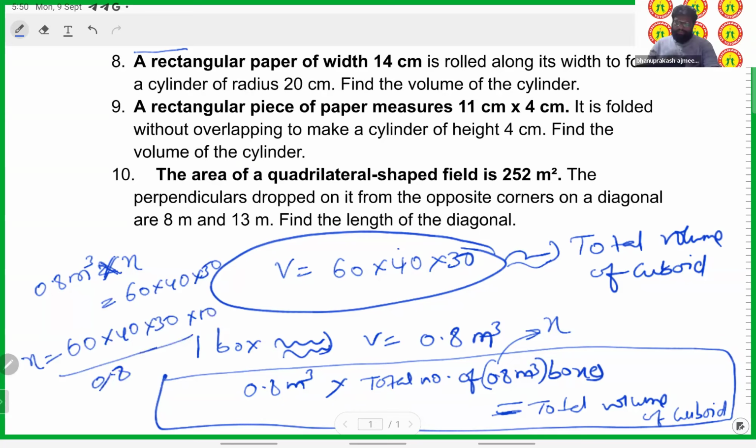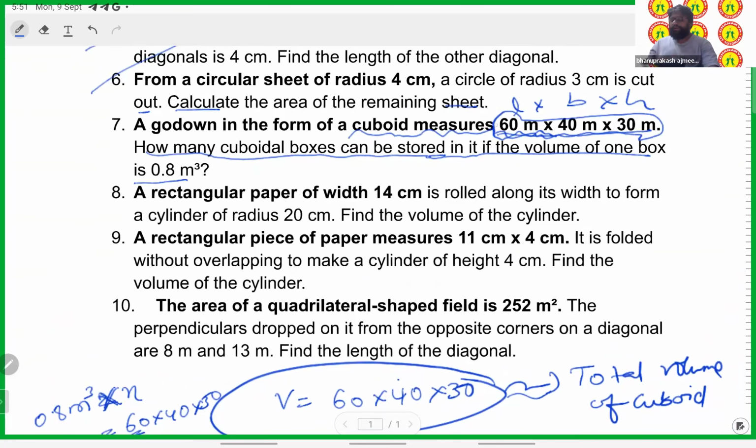Anyways, I am removing this decimal. So 8 ones are 8, 8 fives. So 6 fives is how much? 30. And 30 into 3 is 90. So 1, 2, 3. So it's 90,000. So 90,000 boxes you can fill in this cuboid.